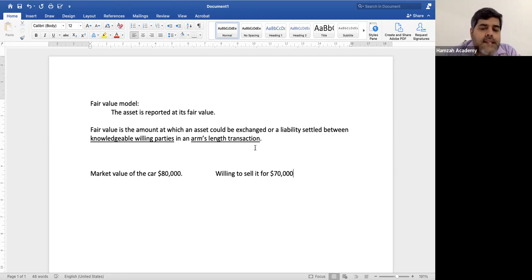So that's why you are selling it at a lower price. Now, you are selling it at 70,000. I come in and I buy the car from you at the 70,000 value. Right? Now, look here. Both of us are knowledgeable parties. You know that your asset is worth around $80,000. I know from the market that the asset is worth 80,000. But you are willing to sell it for 70, and I am willing to buy it for 70.